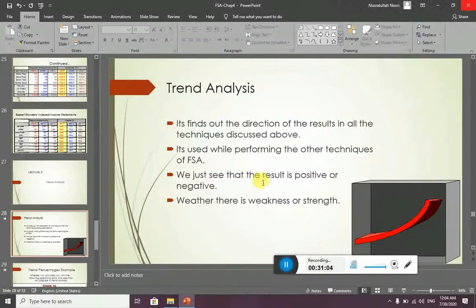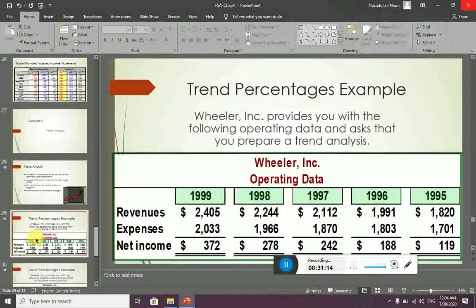We just see whether the result is positive or negative. If it is going upward, it's positive. If it is going downward, it's negative. Whether the result is weak or strong, right? So here, for example, some figures are given. There's a company, it's their short income statement, total revenue and total expenses, then net income.